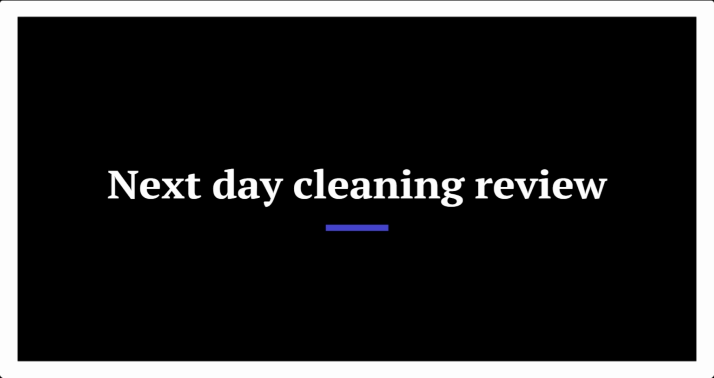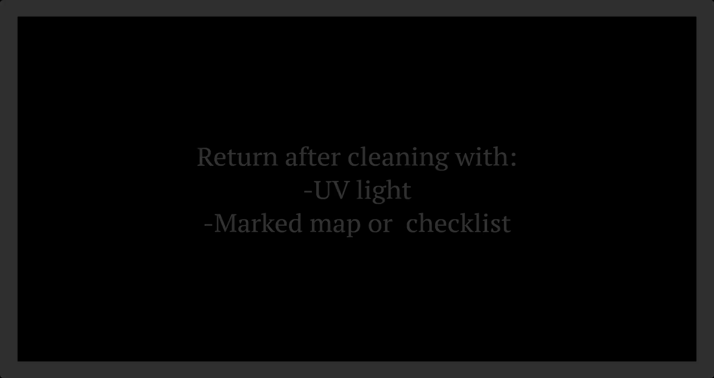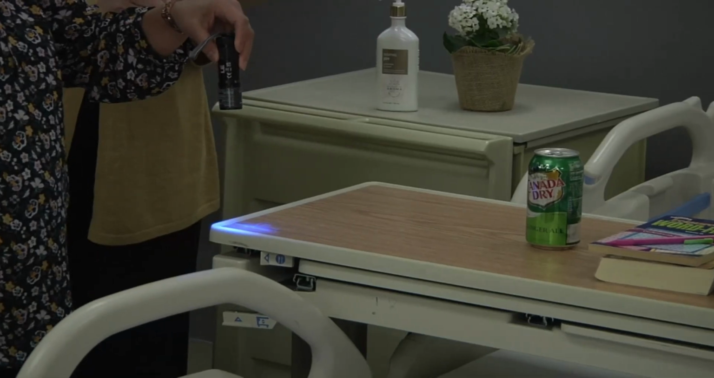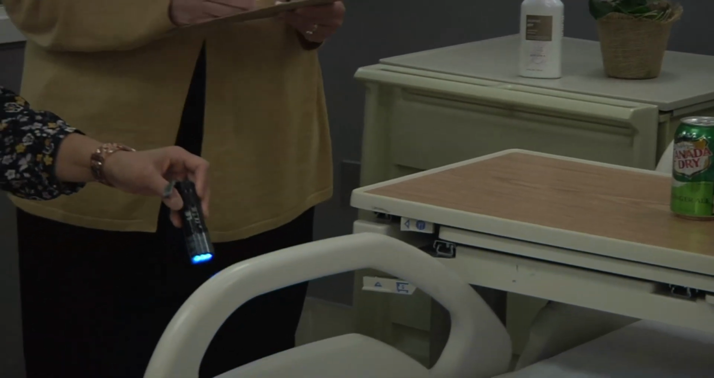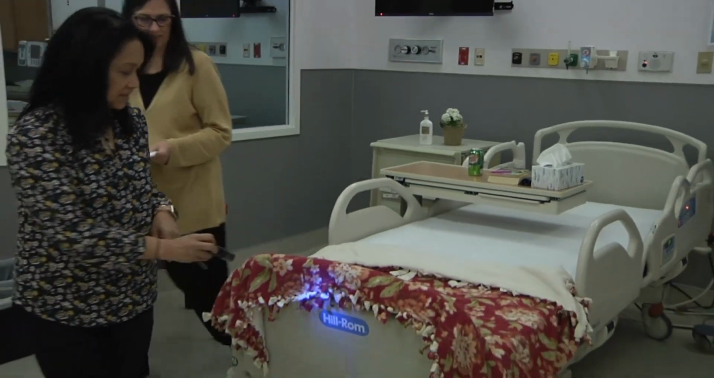Next day cleaning review. Return the next day within 24 hours of the EVS cleaning with an ultraviolet or UV light, the marked maps for the bed space, and marking checklist if completed. Perform hand hygiene upon entering the resident room. Begin the review of the marked locations with the UV or black light. Document the marked spaces where all the fluorescing agent has been removed and any locations where the mark fluoresces as missed.